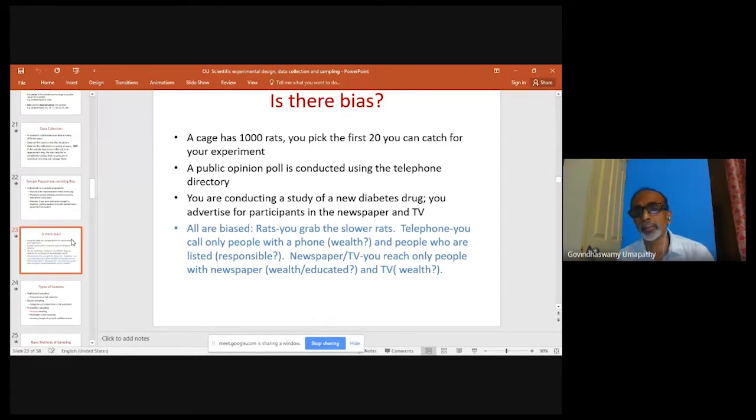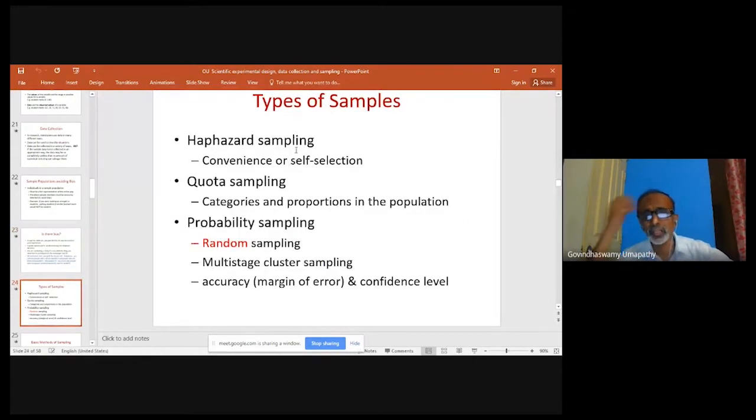Say you are conducting a study of a new diabetes drug, and you advertise for participants in newspapers and on TV. Here also you are biased towards those who read newspapers and watch TV, whom you select as participants. That's not correct. So you should be very careful about choosing your samples and population. That's very important.